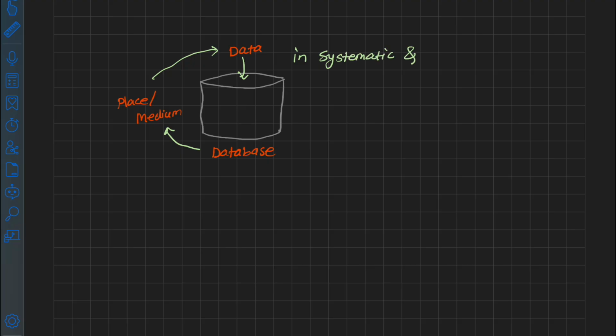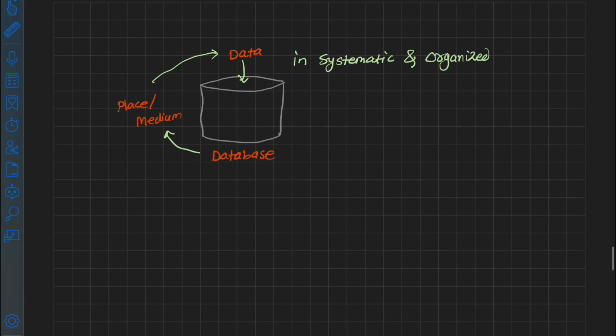A database is a place or medium where we can store the data in a systematic and organized manner. This is the definition of the database.